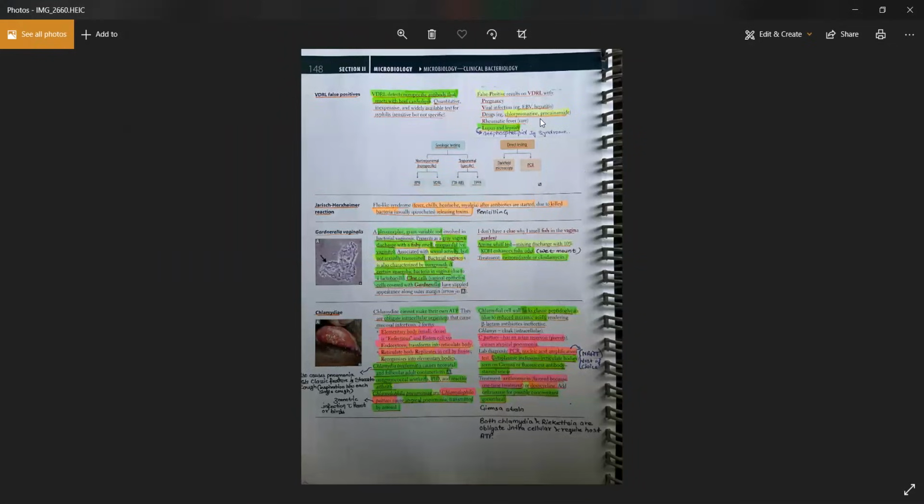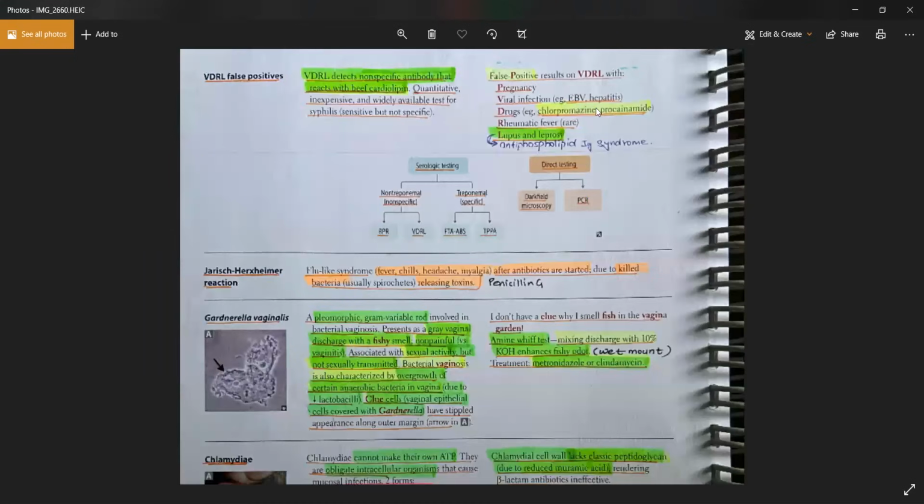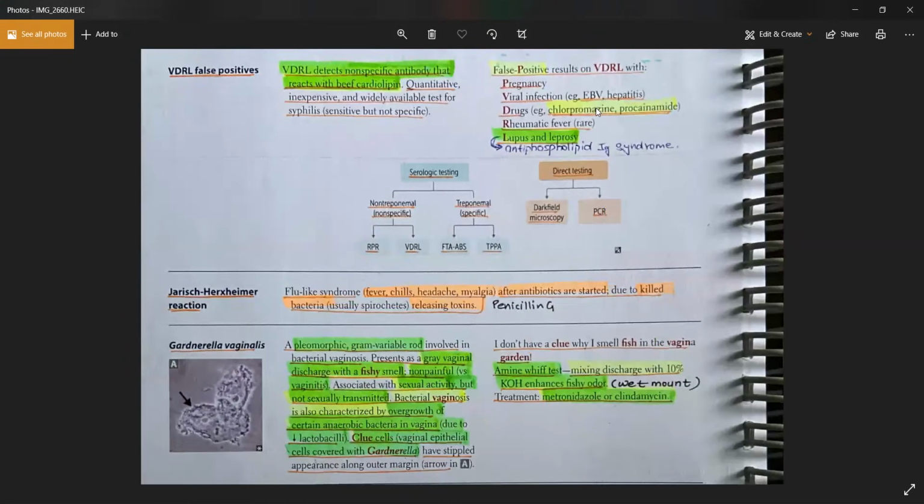Then comes the false positive VDRLs. That means not just in the case of syphilis, but in other diseases also you will get the VDRL positive, and these are the false VDRL positives. Okay, and you need to know what the VDRL test is. It basically detects the antibody that reacts with the beef cardiolipin. It is a protein found in beef. So the antibodies that form against the syphilis bacteria react with this beef cardiolipin, and that's how you diagnose this disease by the VDRL.